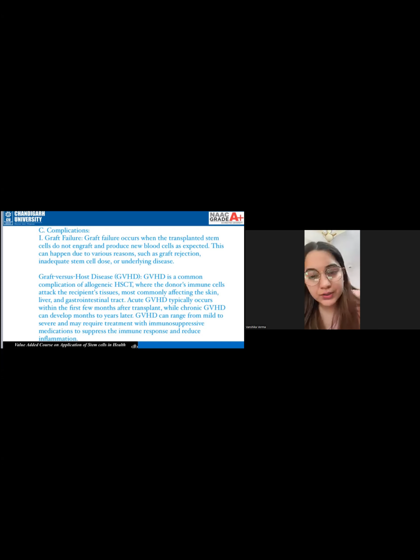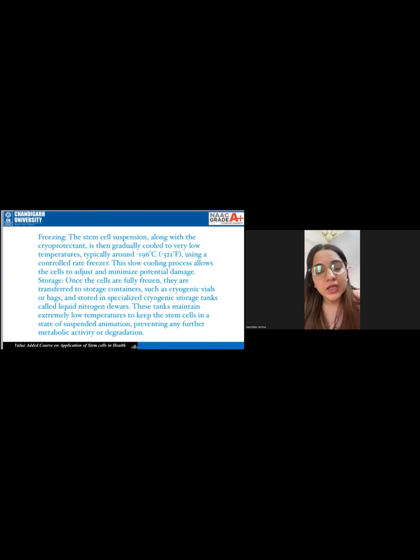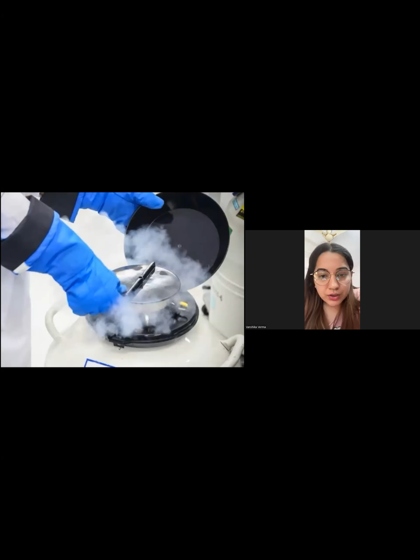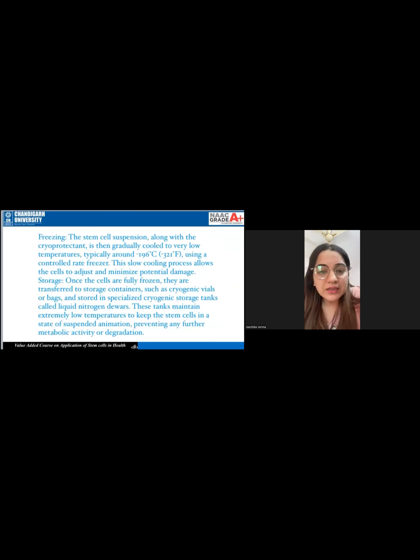the inflammation. So these are the disease features, and graft versus host disease affects the skin basically, while it could be of two types, that is chronic and acute. I have told you about it, and these are the complications that take place after donation of the stem cells. Now, let me talk about the storage, the freezing.